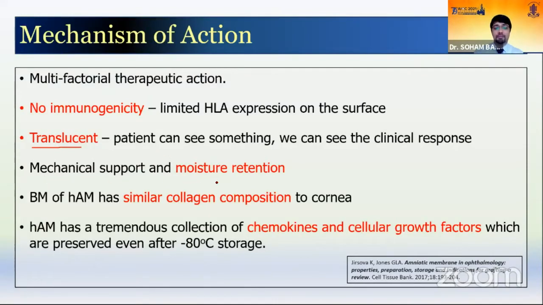Then there is the mechanical support and moisture retention. It has the ability to hydrate and store water, so any dry surface, any poorly wet ocular surface is able to retain moisture. And then chemically, it is very similar to the cornea. It has a huge collection of chemokines and cellular growth factors, a real alphabet soup going on there. Name it, it's there in the amniotic membrane. And the best part is, even after storage at -80 degrees, some of these chemical factors are preserved.